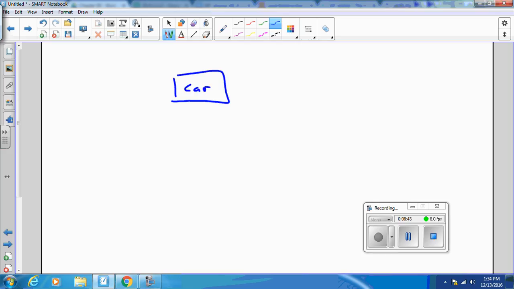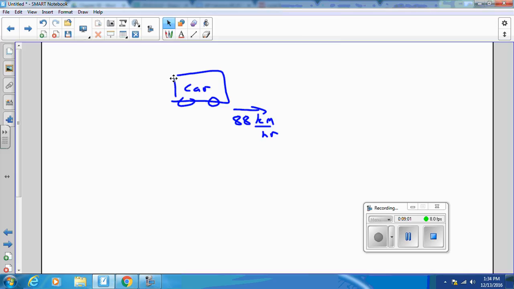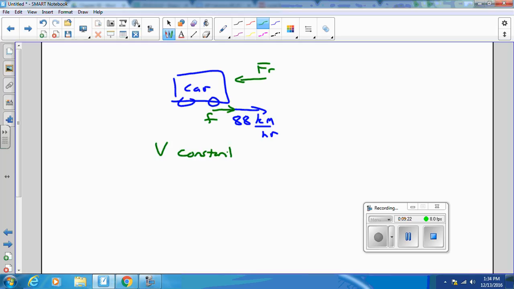So here we have a car, and our car is traveling down the road at 88 kilometers per hour. And that car is going to experience 2 different forces. One is going to be the force from the road as the tires push off the road, and that's a force of friction. And the other is that it's going to experience a force of air resistance, which I'm going to label Fr. And apparently these 2 forces exactly cancel each other because the speed of the car is constant.